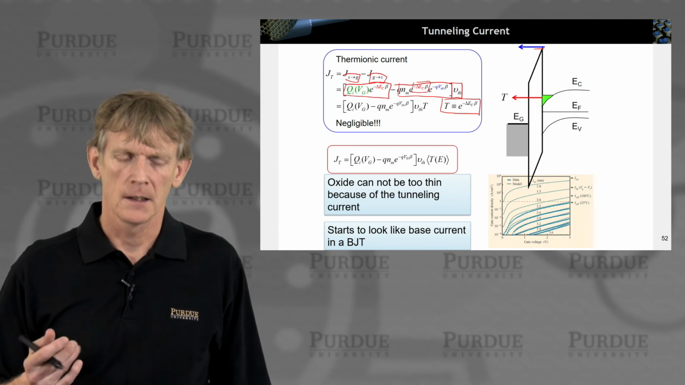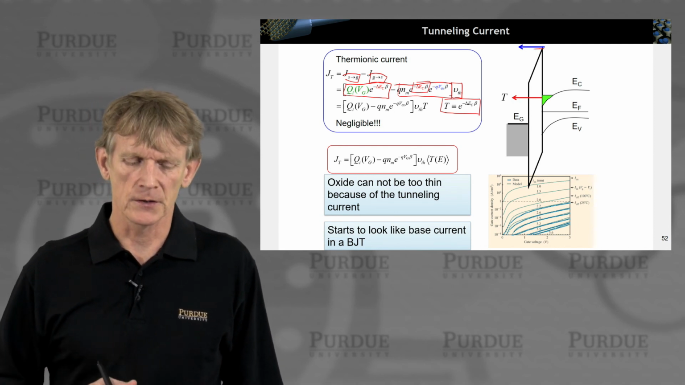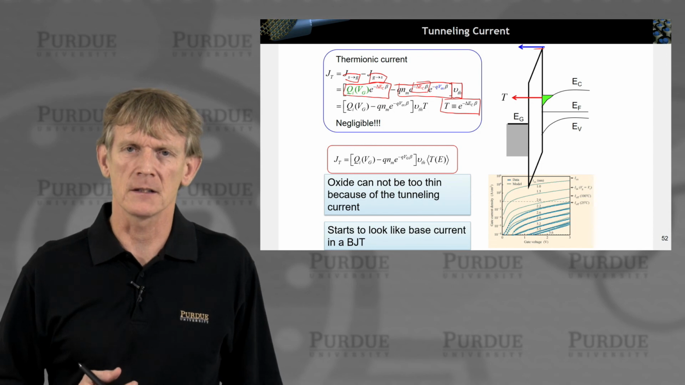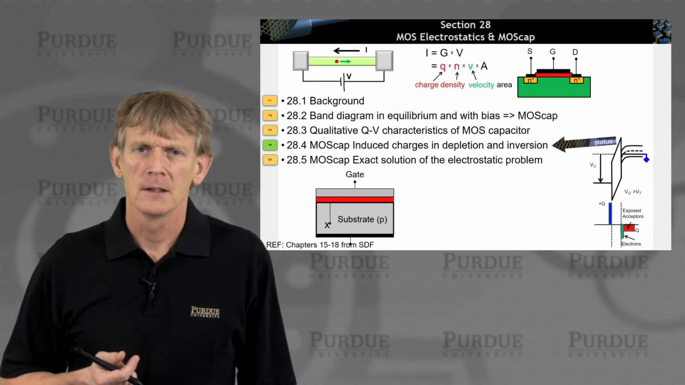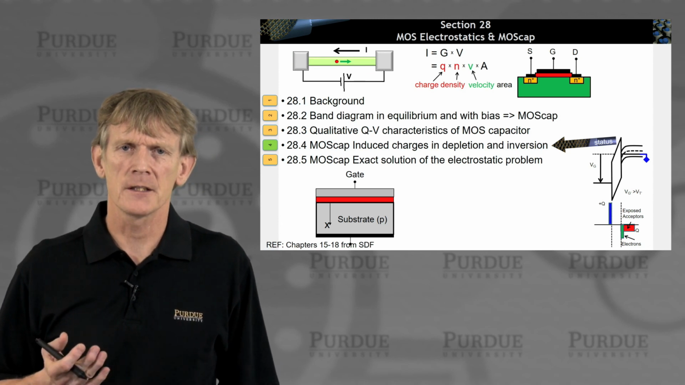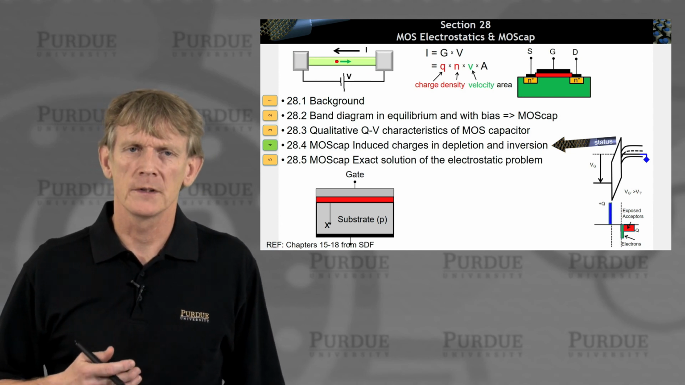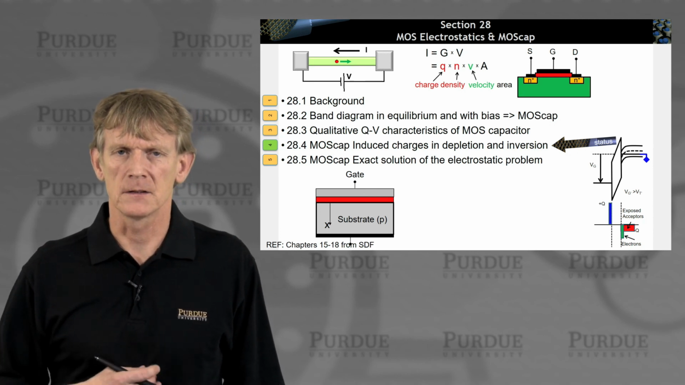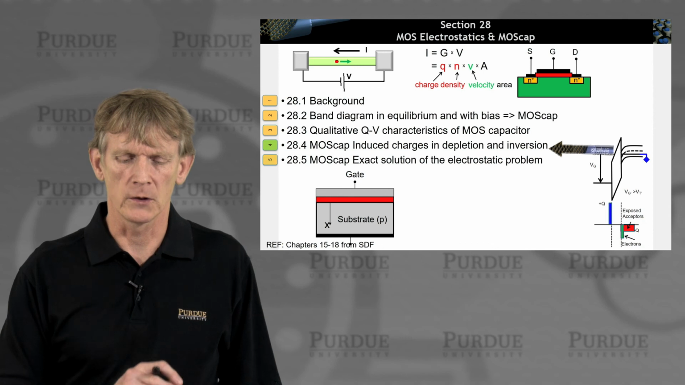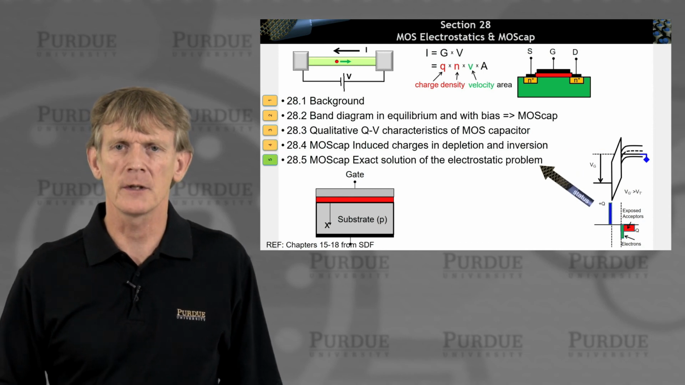And I guess the point here is also that it starts to look like base current in a BJT that you're losing. All right, so we got the induced charges, and now we're going to do the exact model, which calculates the psi s and 2 phi f in more detail. So that's going to be in the next segment.